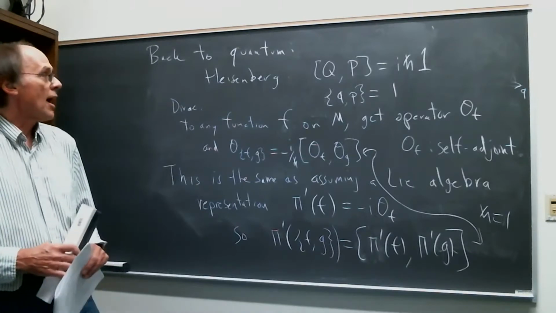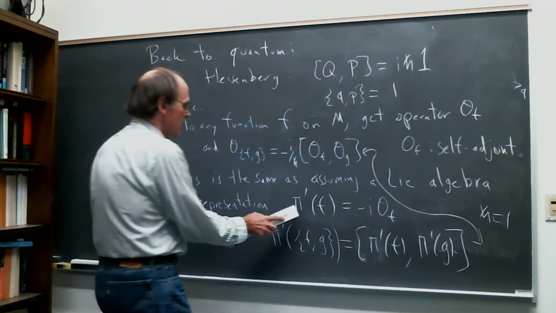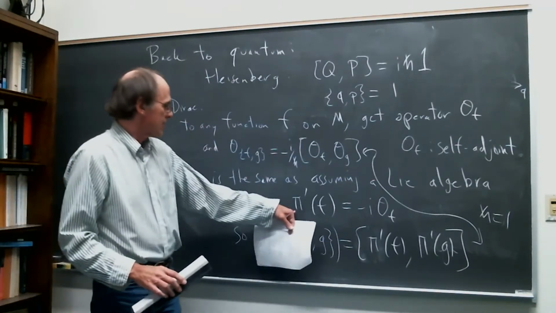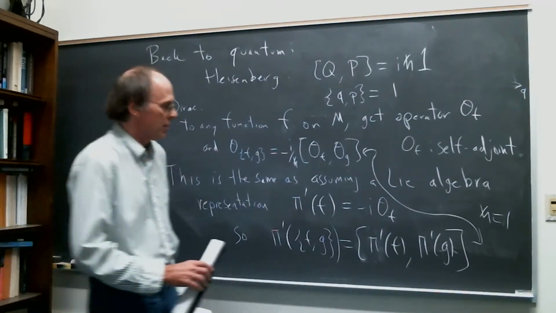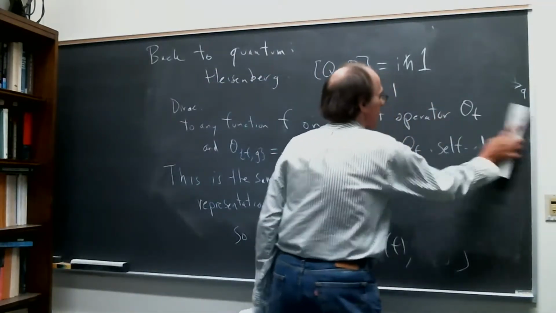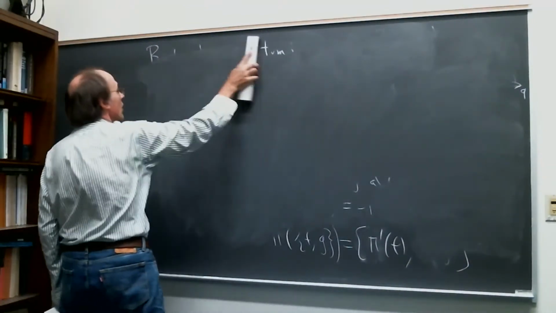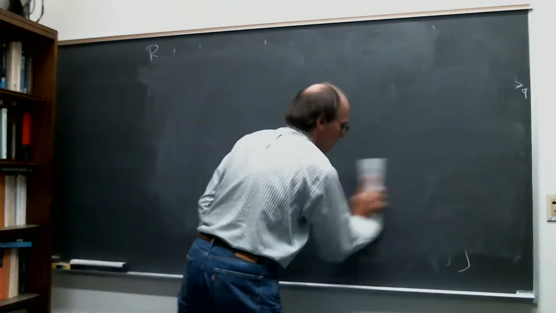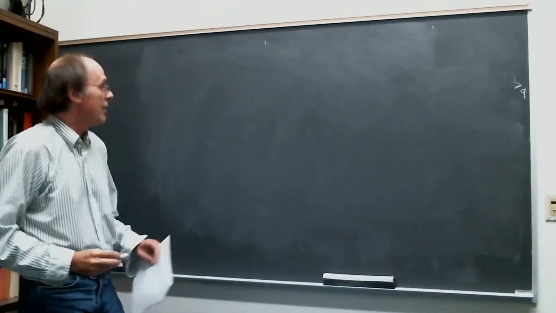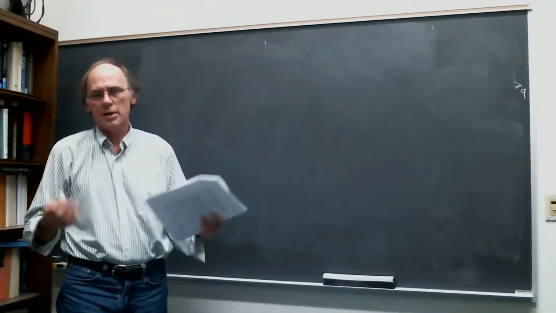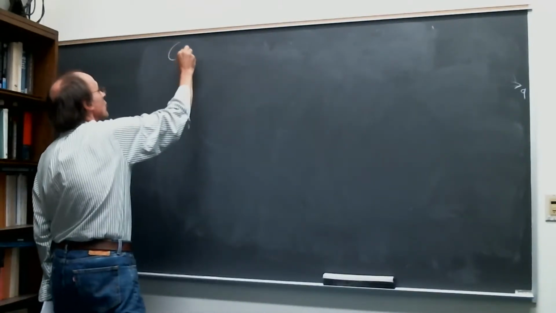But now we have to actually try to do this. We have to figure out what is pi prime, is there a pi that it comes from, and what are we actually doing? So can we actually do this? What we're going to do now is what's generally called canonical quantization.